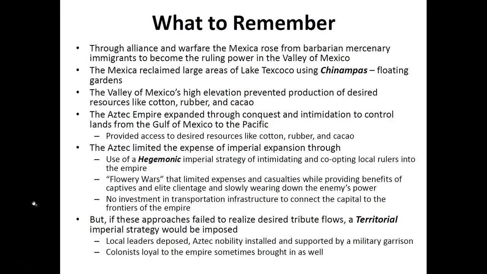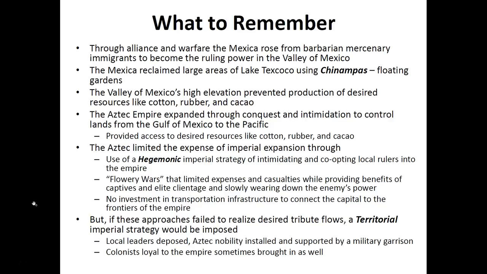The Aztec limited the expense of imperial expansion through primarily using a hegemonic imperial strategy of intimidating and then co-opting local rulers into the empire. They used flowery wars, arranged battles that limited expenses and casualties while still providing the benefits of captives for sacrifice and the creation of patron-client relations between the emperor and his subjects. They also slowly wore down the enemy's power, making them more vulnerable to conquest.